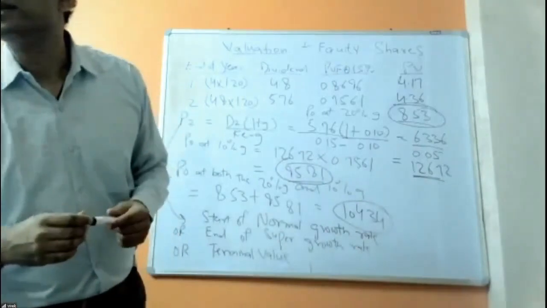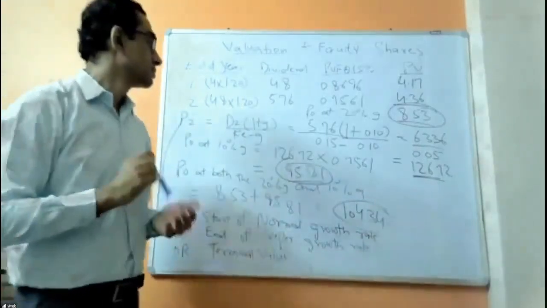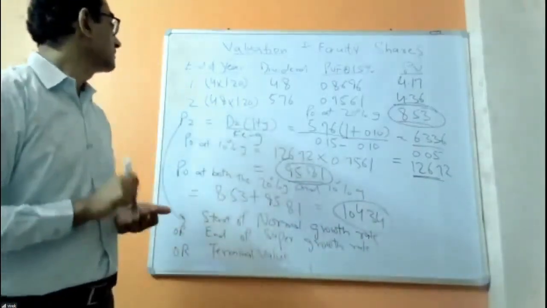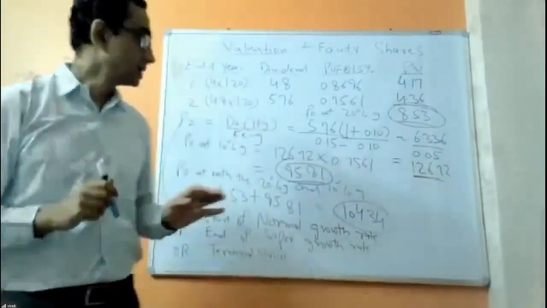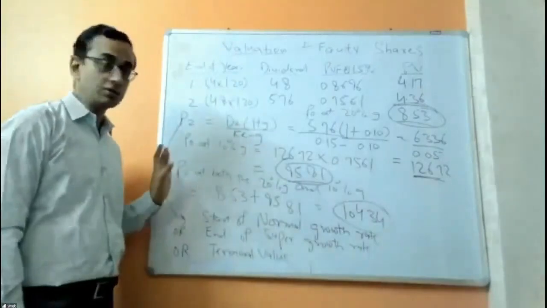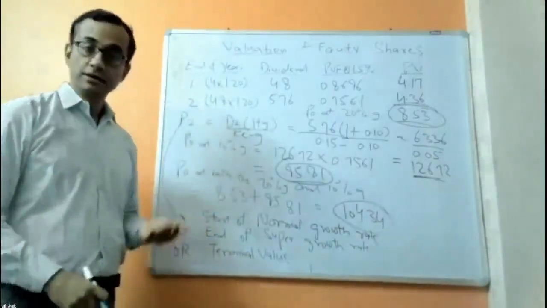$104.34. Okay, great. 95.81 at 10% growth rate. Okay, fine. So I think that most of you will be able to solve this, but how it will be calculated.